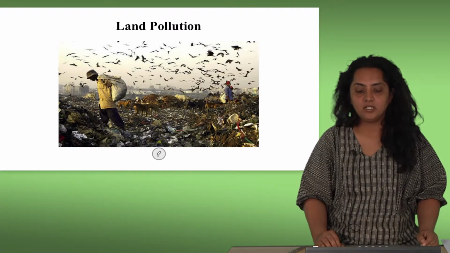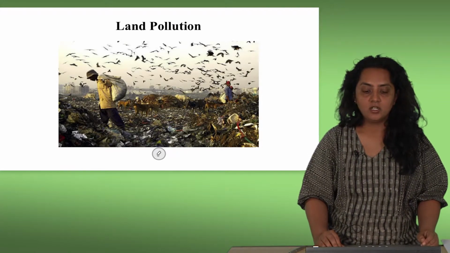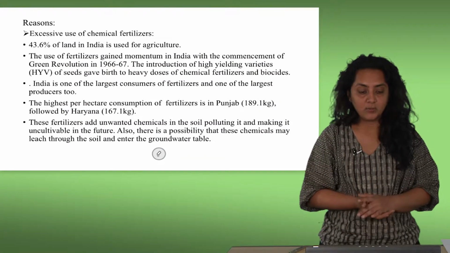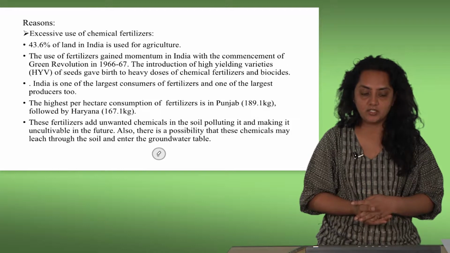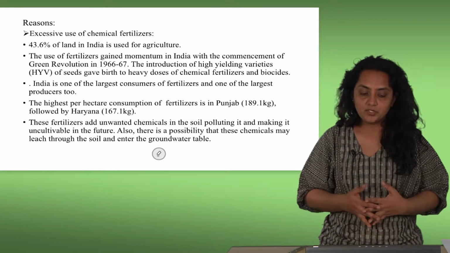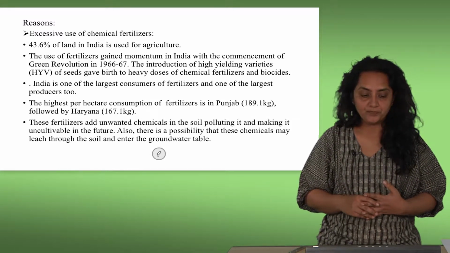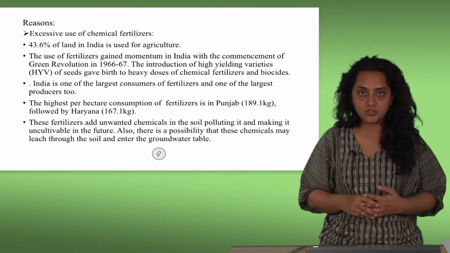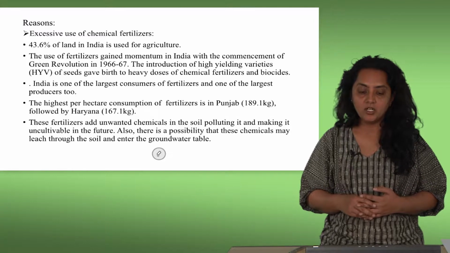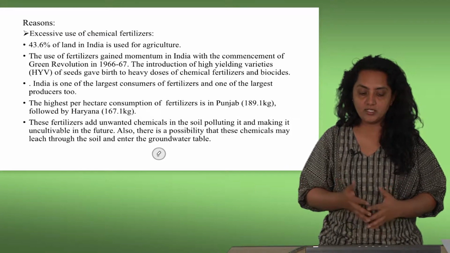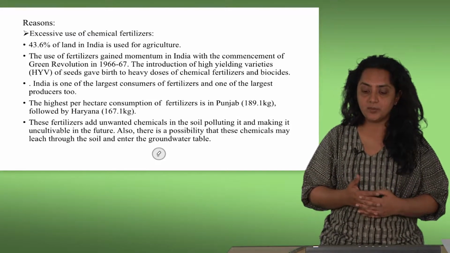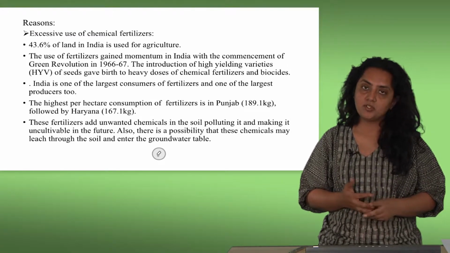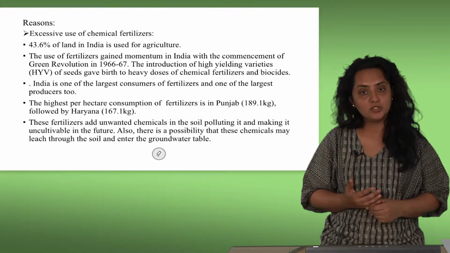The next topic that we will include is land pollution. The reasons for land pollution: the first reason that we'll talk about is the excessive use of chemical fertilizers. 43.6% of land in India is used for agriculture. The use of fertilizers gained momentum in India with the commencement of the Green Revolution in 1966-67. The introduction of high-yielding varieties of seeds gave birth to heavy doses of chemical fertilizers and biocides. India is one of the largest consumers of fertilizers and one of the largest producers too.